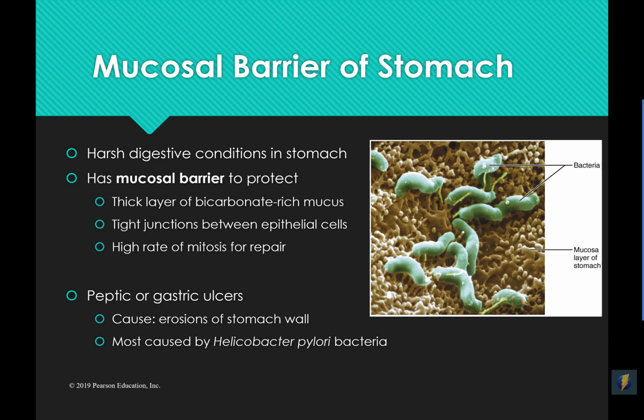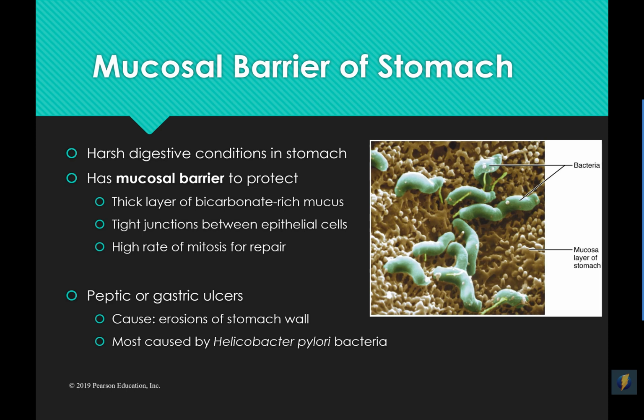There's also really, really tight junctions between all the epithelial cells of the stomach, so that stomach acid that's inside the stomach doesn't escape and affect the deeper tissues. And stomach cells have a very, very high rate of mitosis because they're constantly being damaged by the stomach acid. And so they repair themselves and regenerate quite readily.